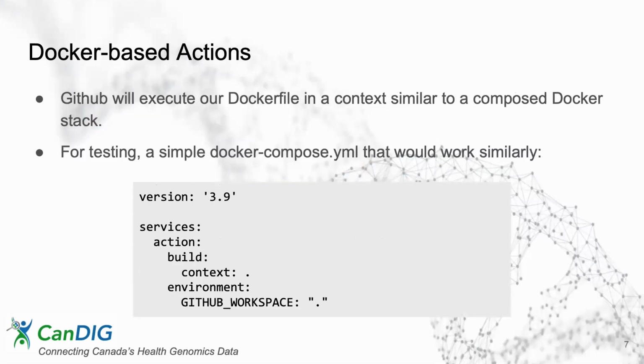When GitHub runs it in the workflow context, it will launch a GitHub workspace with a bunch of environment variables defined. But if you're testing this on your local machine, it would be very similar to a Docker Compose stack with some kind of setup like this, where it defines the context of exactly where you are, and an environment variable called GITHUB_WORKSPACE that is also your working directory.